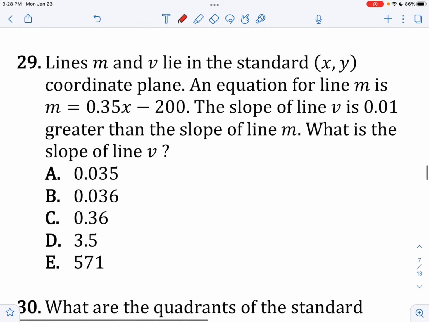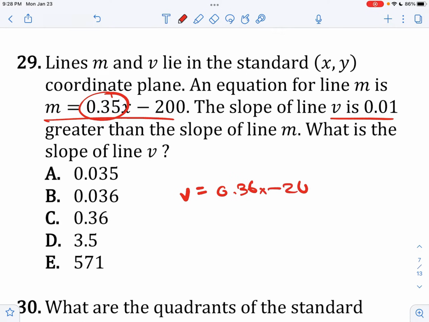Lines M and V lie in the standard plane. An equation for this is this. The slope of V is this much greater. What is the slope of line V? So V is just going to be this slope plus 0.01, 0.36 x minus 200. 0.36. Yes, because you just add to the 100th place.